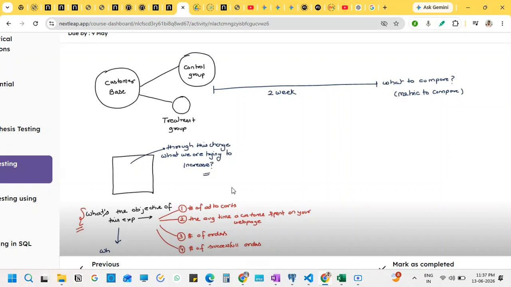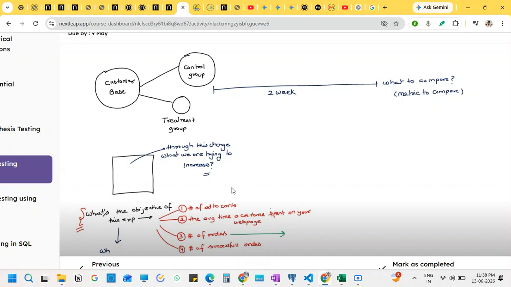If you're trying to get your customer to start clicking on the add to cart button, then you should decide a metric that can be collected and compared accordingly. If it is about the number of orders, then you have to decide your metric according to it. So first of all, you need to decide what your objective is, what you're trying to achieve. Now, let's say we have decided that the number of orders should increase. So people should click on the buy now button and place the order. That is my objective.